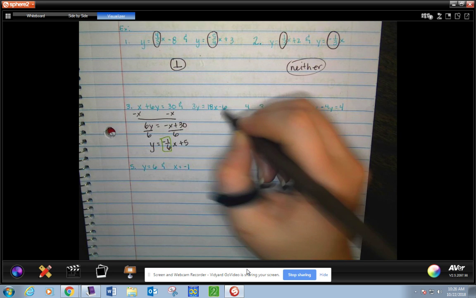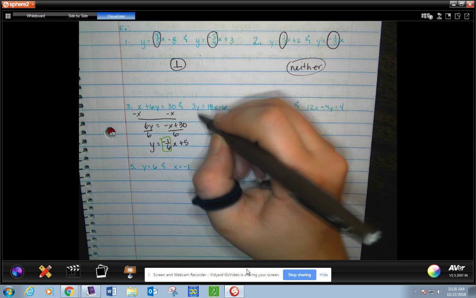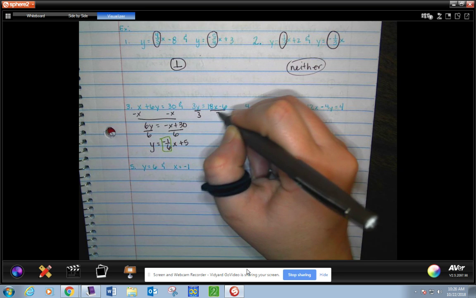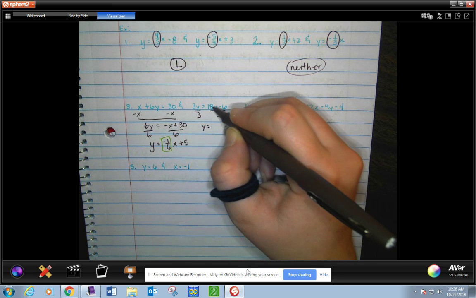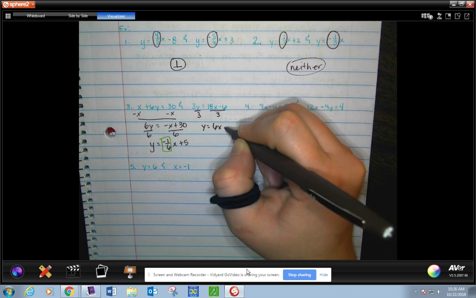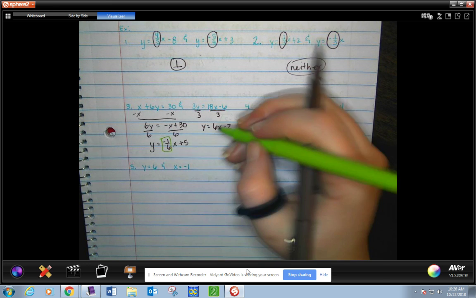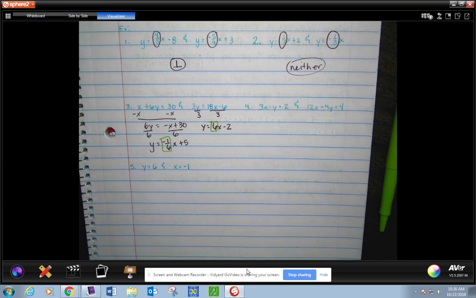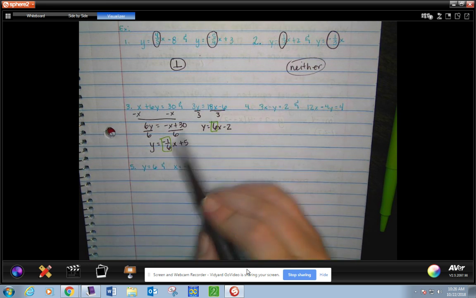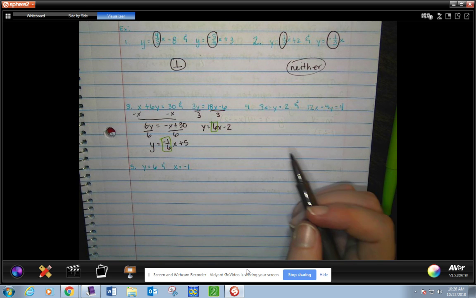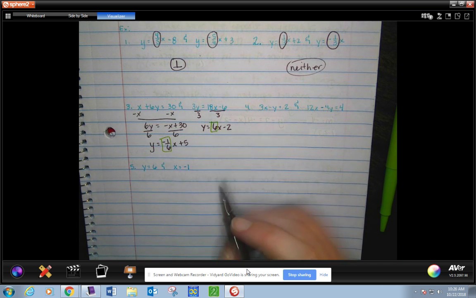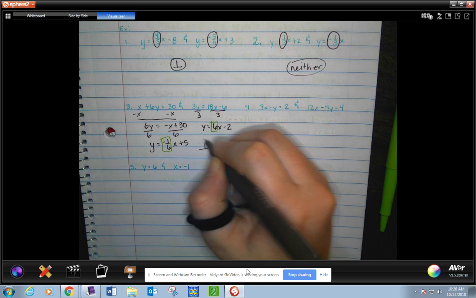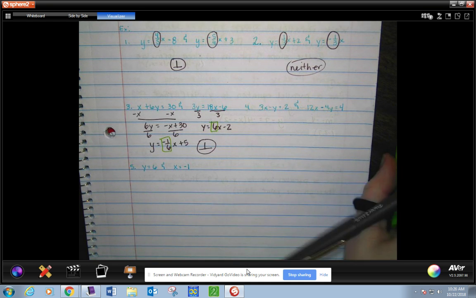Okay, the second one, I don't have to move the x. They already did. So all I have to do is divide by the number in front of y. And that gives me 6x minus 2. And again, all I care about is that number in front of x. They are not the exact same, but they are opposite signs and flip fractions. So your answer is perpendicular.